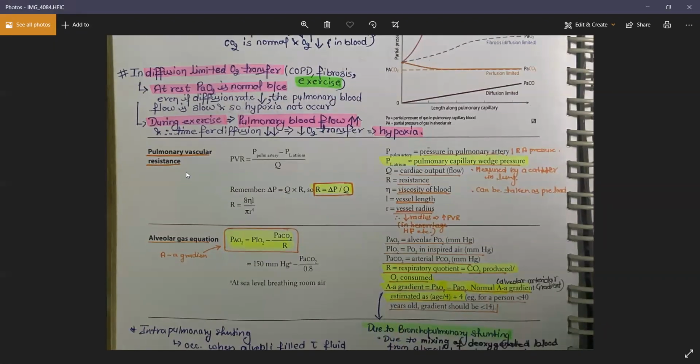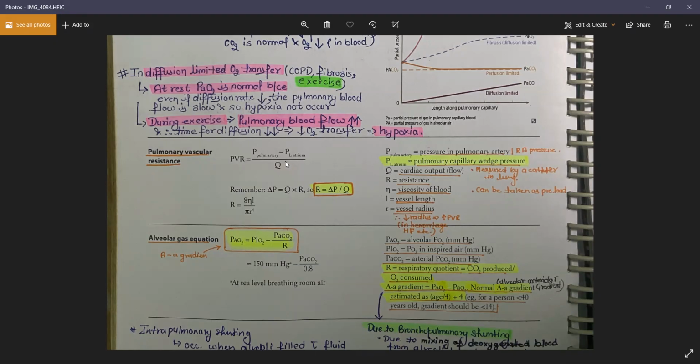Now you have the pulmonary vascular resistance, and for that, again, remember the pressure, flow, and resistance I told you. The pressure will be equal to flow times resistance. In the previous lecture we discussed this: pressure, flow, resistance in the same sequence. If you rearrange this equation, the resistance will be equal to pressure divided by flow. So remember this equation; this will give you the pulmonary vascular resistance.